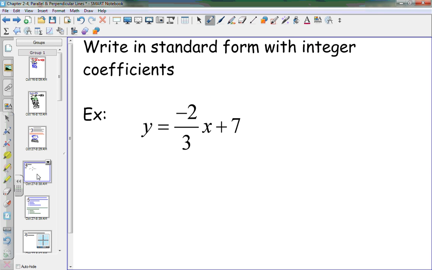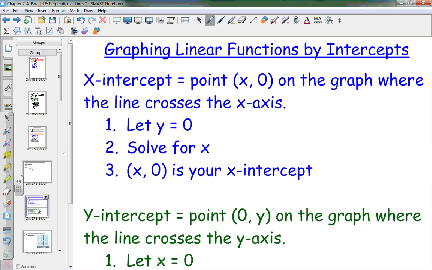Okay? I'm going to skip the second part of that slide. And we're going to go right down to graphing linear equations. Now, what is it to be an x-intercept and to be a y-intercept? What does it mean to be an x-intercept graphically? It's the point on the graph where it crosses the x-axis. What's a y-intercept? The point on the graph where it crosses the y-axis.